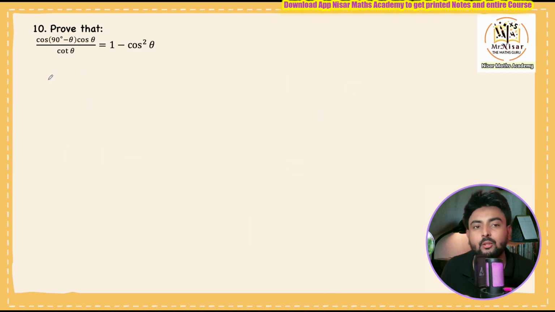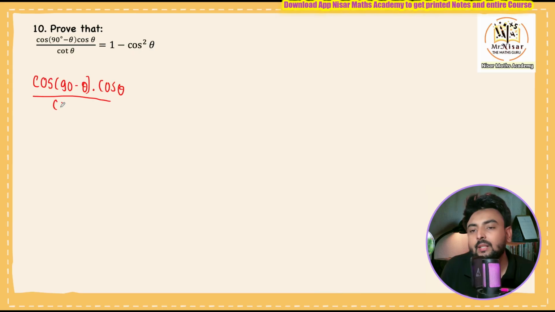Yeah, so the 10th question we have here, I'll take cos 90 minus theta into cos theta. I'll write the question as it is. LHS I am taking, and with the help of LHS we'll prove it as RHS. Cos 90 minus theta, cos is complementary to sine, so it becomes sine theta. So sine theta into cos theta.